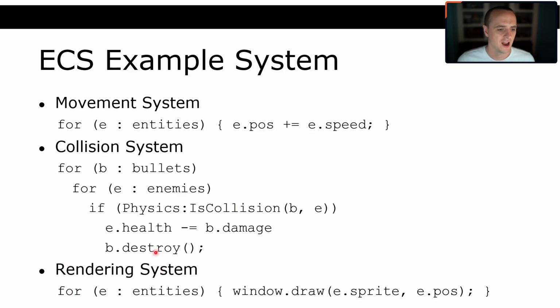And similarly, our rendering system would just say, well, go over each entity, take the sprite of that entity, and then draw that sprite at a given position. That's it. So that's just an example of some systems.